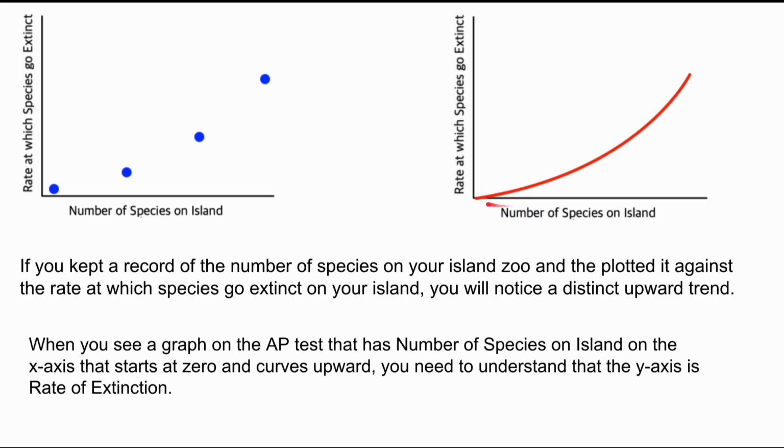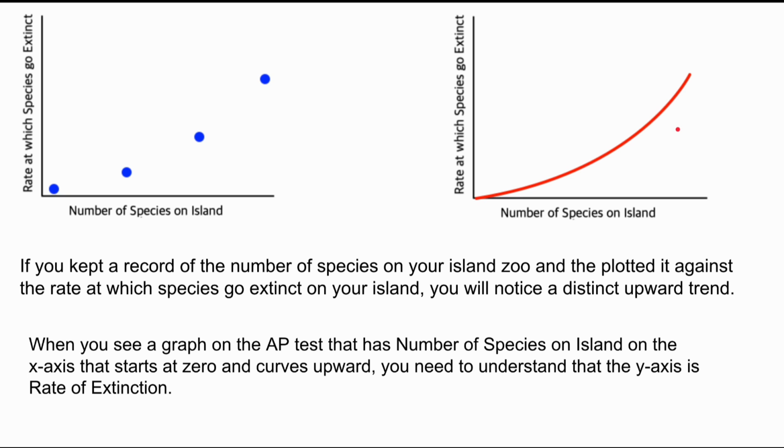So when you see this graph that starts at 0 and curves upwards to the right, this is about extinction. And again, on the AP test, they often won't say this. They'll just say rate. And they want you to be able to look at it and say, well, it makes sense that if I start at 0 and go up, this must be the rate of extinction, because if I have a small number of species, it's unlikely that they're going to cause each other to go extinct. But as I have more and more species on the island, they're going to put more pressure on each other and cause some of them to go extinct, largely through competitive exclusion.